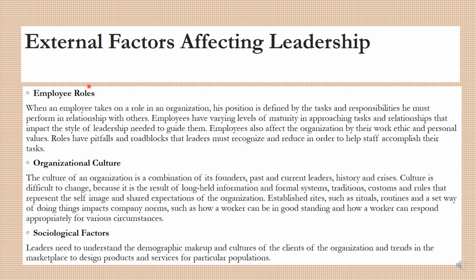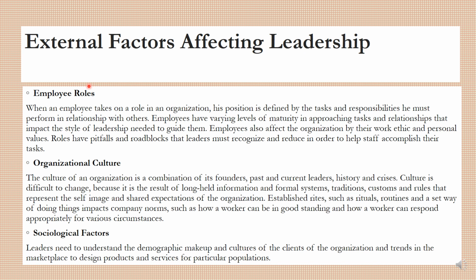So, employees also affect the organization by their work ethic and personal values. What kind of ethics and values they are bringing into the organization is going to make the leadership style prominent. If they look up to somebody and want to get motivated, it is the charismatic leader they would get attracted to, because of his charisma. So this can be a different factor affecting the leadership style.